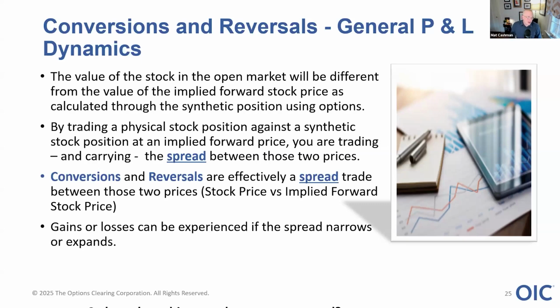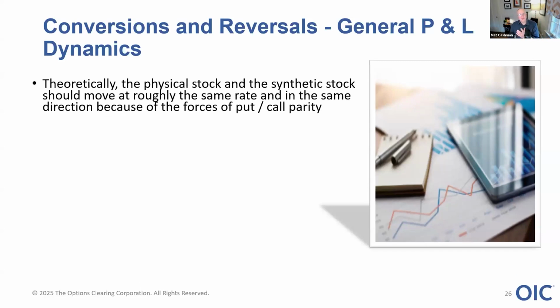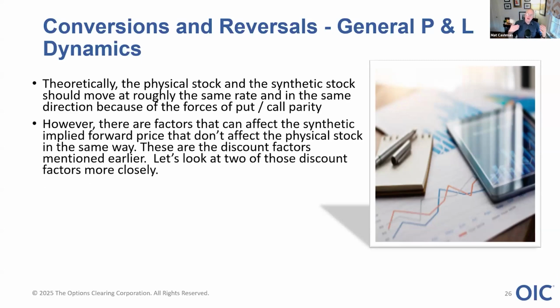We'll talk about why these spreads expand or contract in a moment. How does a spread between a synthetic stock and an actual stock expand or contract? Theoretically, the physical stock and the synthetic stock should move in lockstep, and usually they do. However, oftentimes there are different factors that can affect how the synthetic implied forward is affected differently than the actual stock itself. These are discount factors that we talked about before. Let's look at two of those major discount factors.